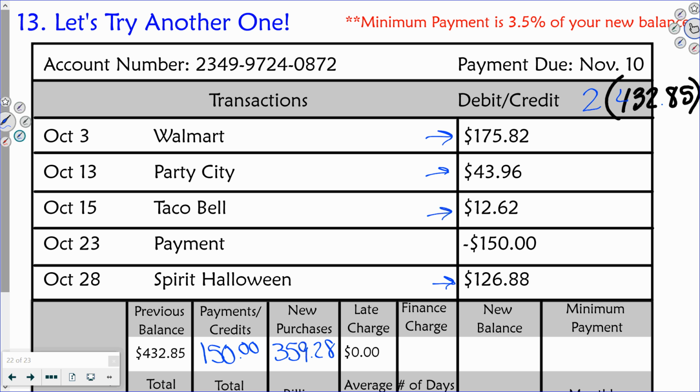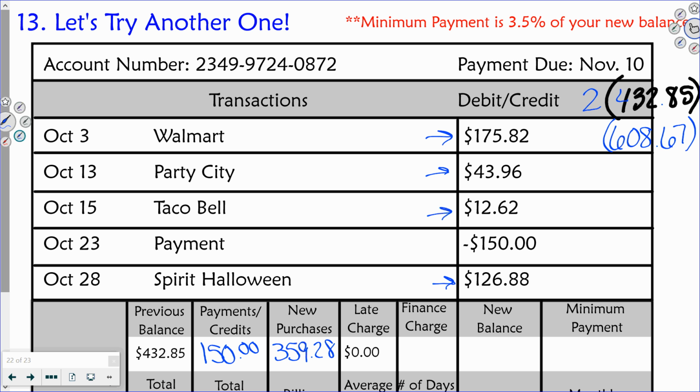Because on October 3rd is when I made a purchase at Walmart. Again, I always will start you at the 1st of the month. So for the next one, what do I have to do? Add. So 432.85, you're going to add what you bought at Walmart, 175.82. 608.67.